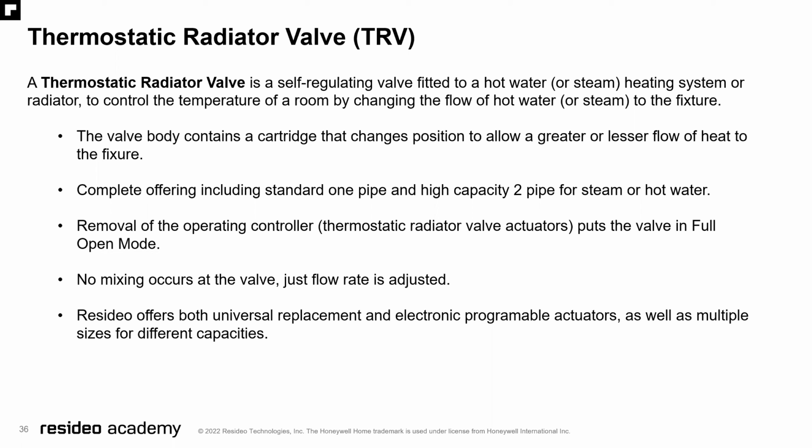Complete offering including standard 1-pipe and high-capacity 2-pipe for steam or hot water. Removal of the operating controller puts the valve in full open mode. We occasionally have to walk a customer through that on the line where their head seems to have given out, and we can at least get them full heat instead of no heat. No mixing occurs at the valve, just the flow rate of either the hot water or steam is adjusted. Resideo offers both universal replacements and electronic programmable actuators, as well as multiple sizes for different capacities.